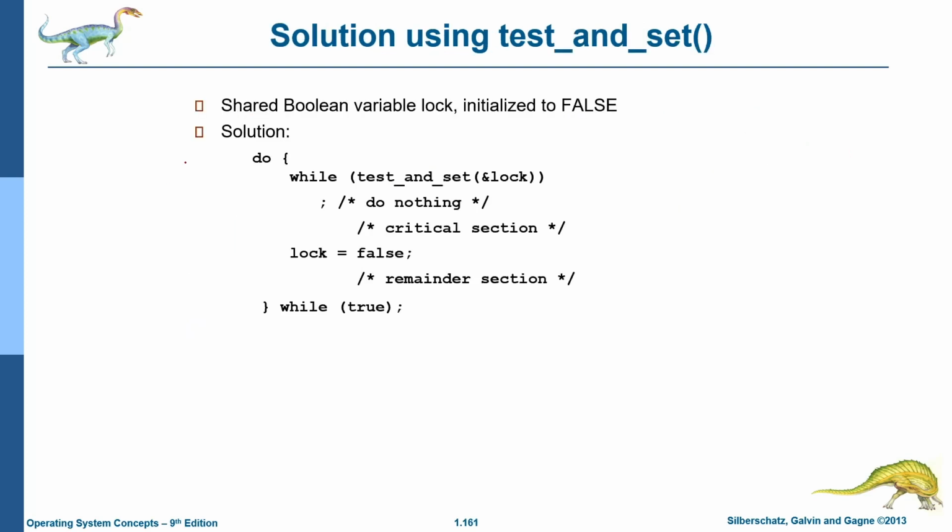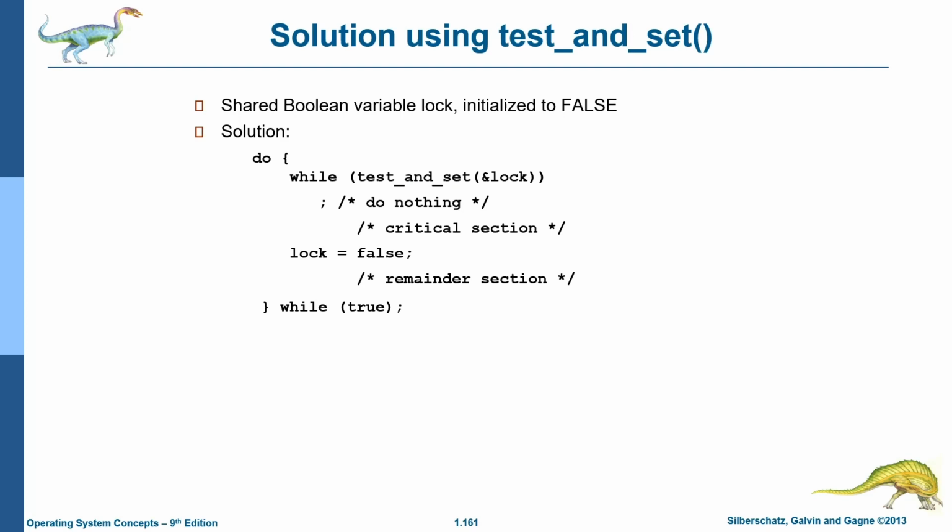Okay, let's see how this can be used as a lock to solve the critical section problem. So we have a lock which is a Boolean variable. It's just a Boolean variable. Its address is what we pass because this test and set instruction takes the address of that lock. So we pass the address into the test and set.